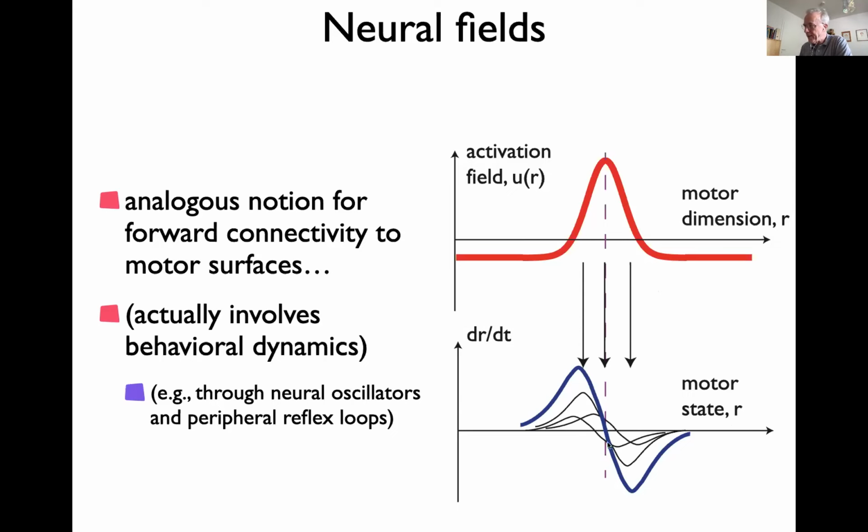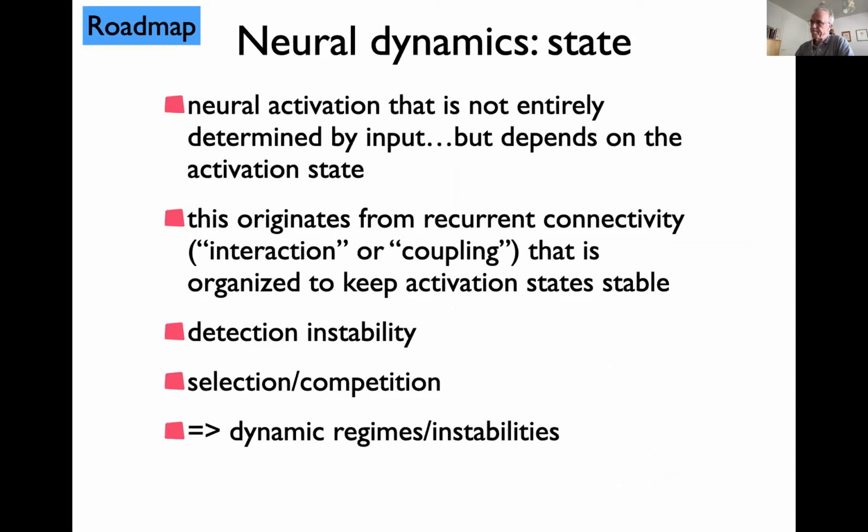So it's actually attractor networks. They have stability, stable states, behavioral dynamics. So I'll come to that. It's a little bit more complicated, that's why I don't go into more detail now. So that's the notion of fields.